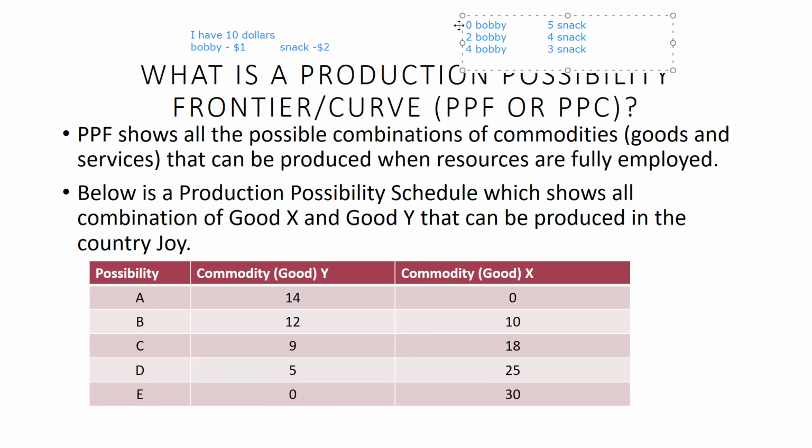If I buy 2 snacks, how many bobbies could I buy? 6. So 6 bobbies and 2 snacks. If I buy 1 snack, how many bobbies could I buy? 8. 8 bobbies and 1 snack. And if I buy no snack, how many bobbies could I buy? 10. 10 bobbies and 0 snacks. This will be all the combinations of the snack and bobby I could get using my limited resources of $10.